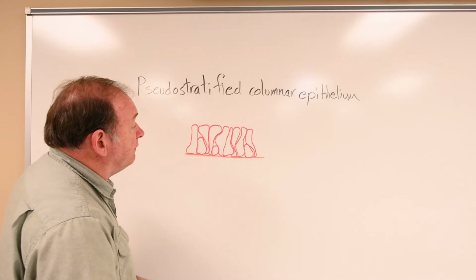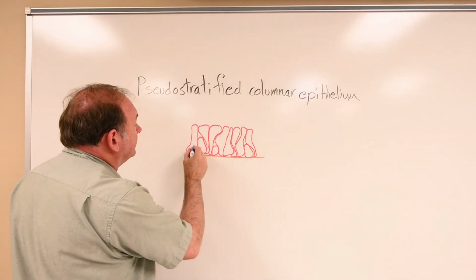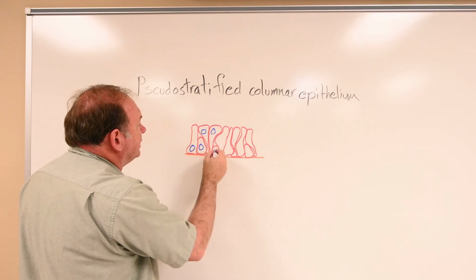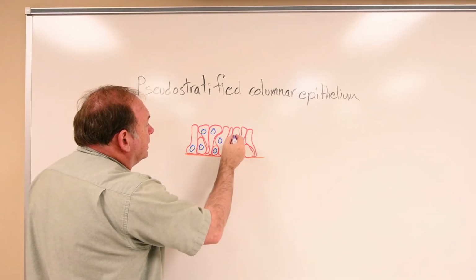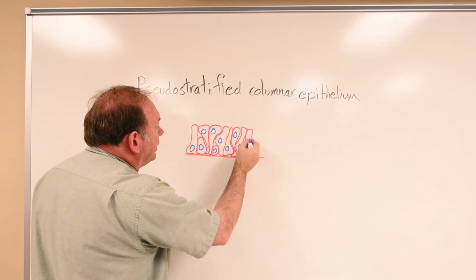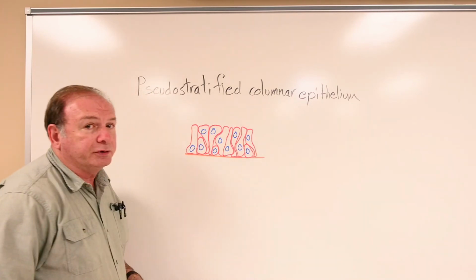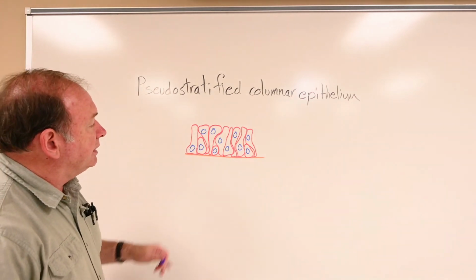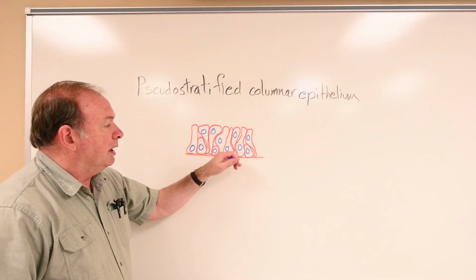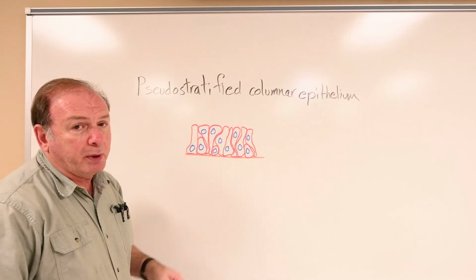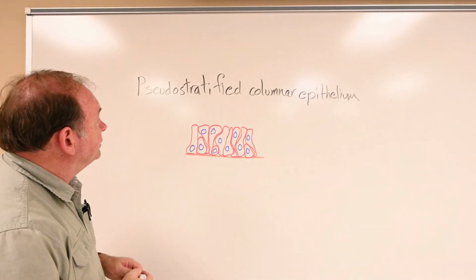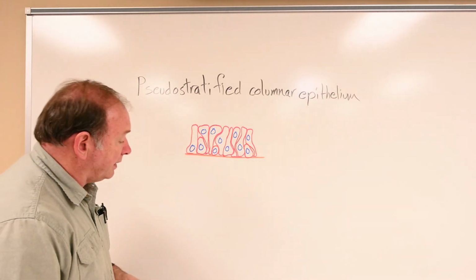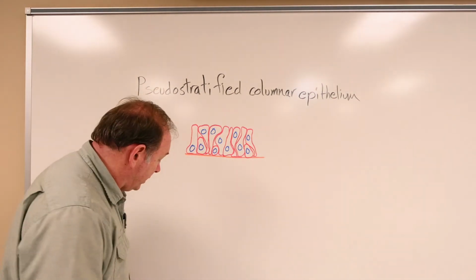So you get a whole bunch of very irregular shapes, and their nuclei are situated in different positions in different cells. So it looks like it could be multiple layers of cells across here, but the nuclei are just in different positions in each of the cells. And like I said, some of these cells do not reach all the way from the basal membrane to the surface. So this gives us this pseudostratified look, falsely stratified look, pseudostratified columnar epithelium.